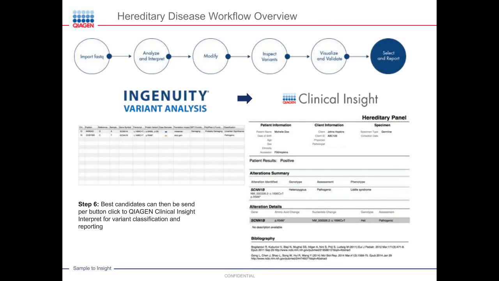And when you have confirmed and you're really happy, then you can press a button in Ingenuity Variant Analysis and directly send the results to QIAGEN Clinical Insight Interpret, where a report is written out with the causal variant. Causal variants you like to report. You can also add comments, literature information, a classification, and so on. And this report can then be handed out to a physician.